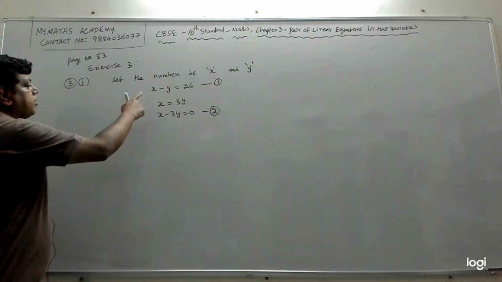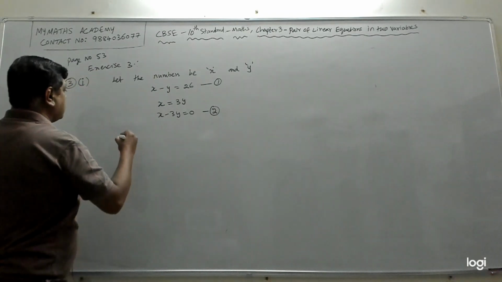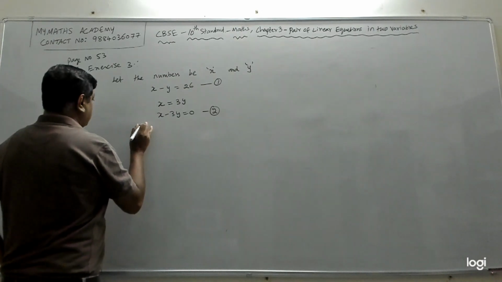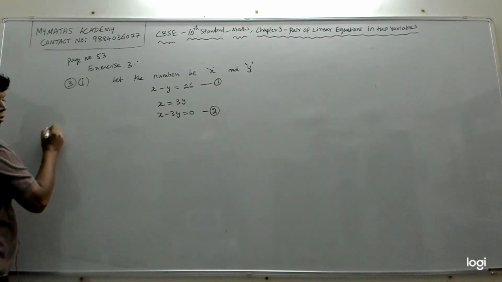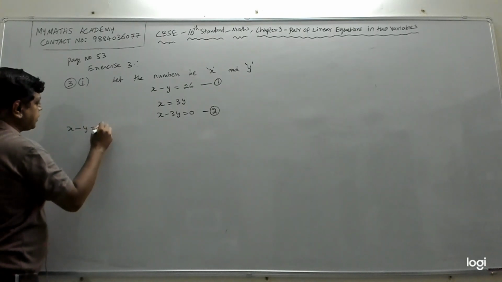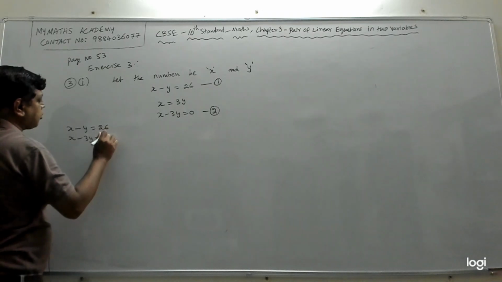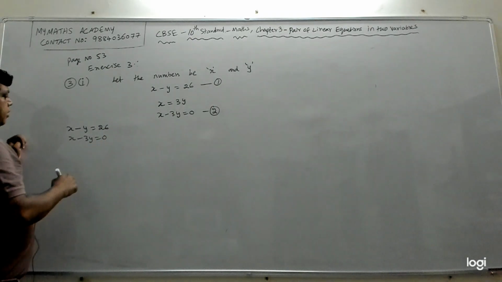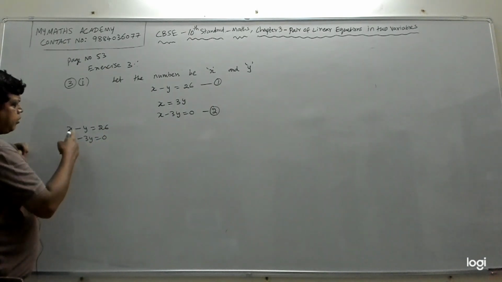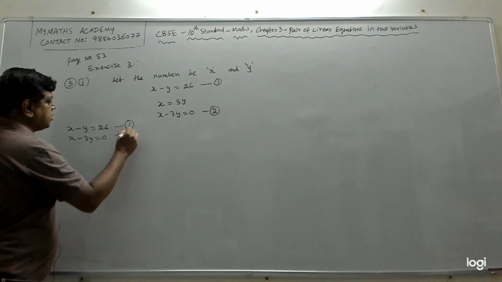Now we need to solve these two using the substitution method. So I'll write the equations again. x minus y is 26 and x minus 3y equal to 0. We need to solve these two equations. Now we can take any one. This is the first equation, this is the second equation.